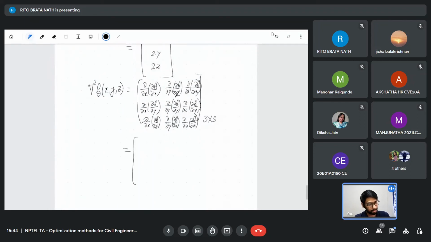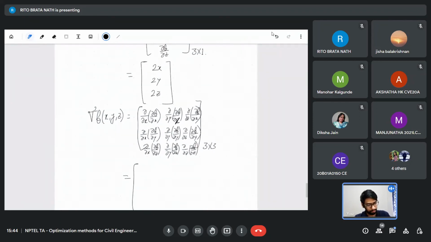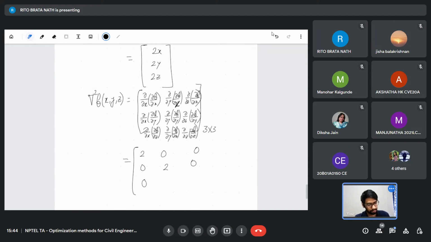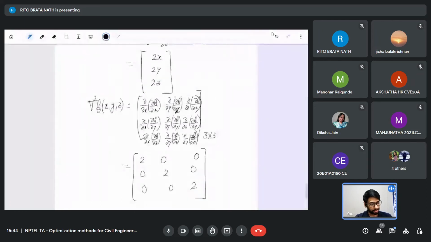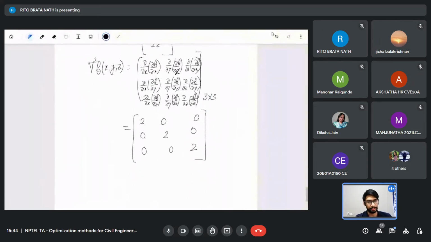And here you will get 2x. If you take the derivative with respect to x, it is 2. For others, it is 0, 0. So you will get something like this. So this will be your Hessian matrix, and its value is the same at every x, y, z point because ultimately you don't have any term containing x or y.